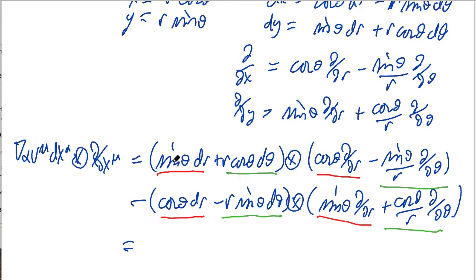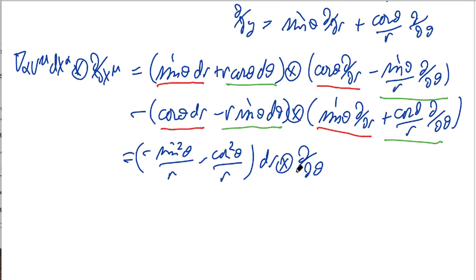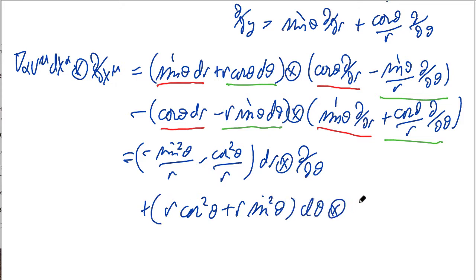We have, let's start with this term times this term. We have minus sine squared theta over r, then d theta outer product with d by d theta. Let's look at the corresponding term down here. We have minus cosine squared over r, also dr outer product with d by d theta. All right, and the remaining terms are the terms in which we have d theta outer product with d by dr. So here we have r cosine squared. And from these two terms, minus and minus gives plus. We have r times sine squared. And all of that's times d theta outer product with d by dr.